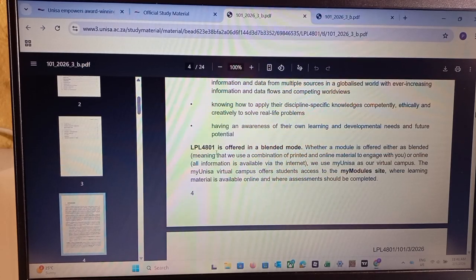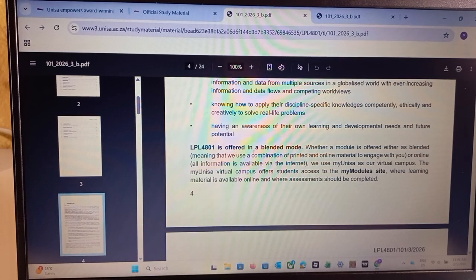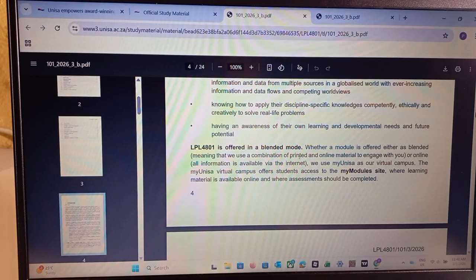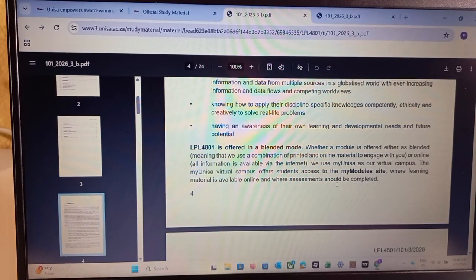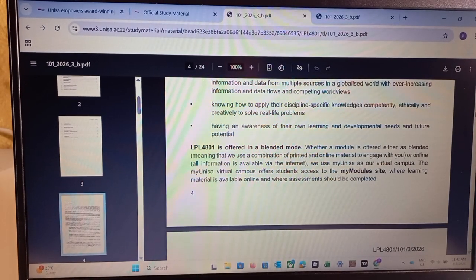LPL4801 is offered in a blended mode. Whether a module is offered either as blended, meaning that we use a combination of printed and online material to engage with you, or online, all information is available via the internet. We use myUnisa as our virtual campus. The myUnisa virtual campus offers students access to the myModules site, where learning material is available online, and where assessments should be completed. So that is that.